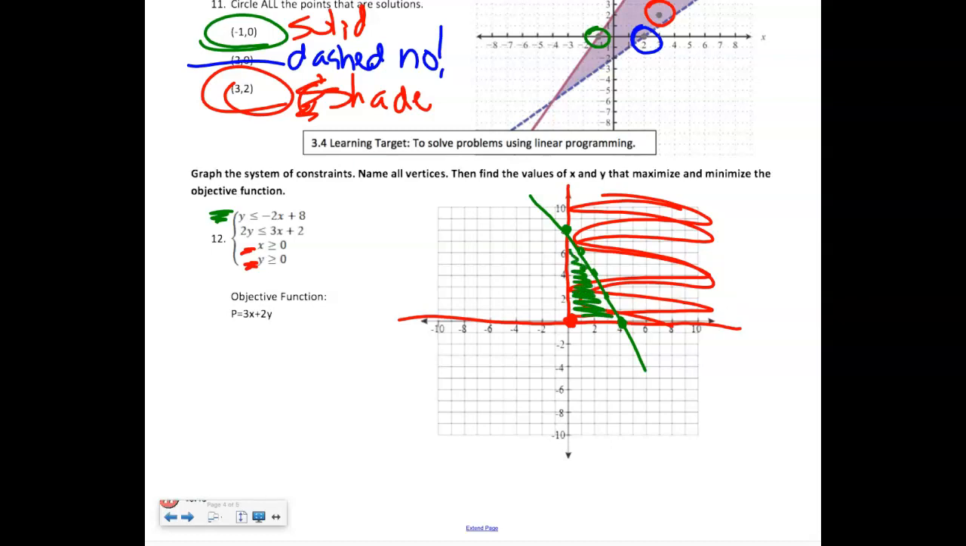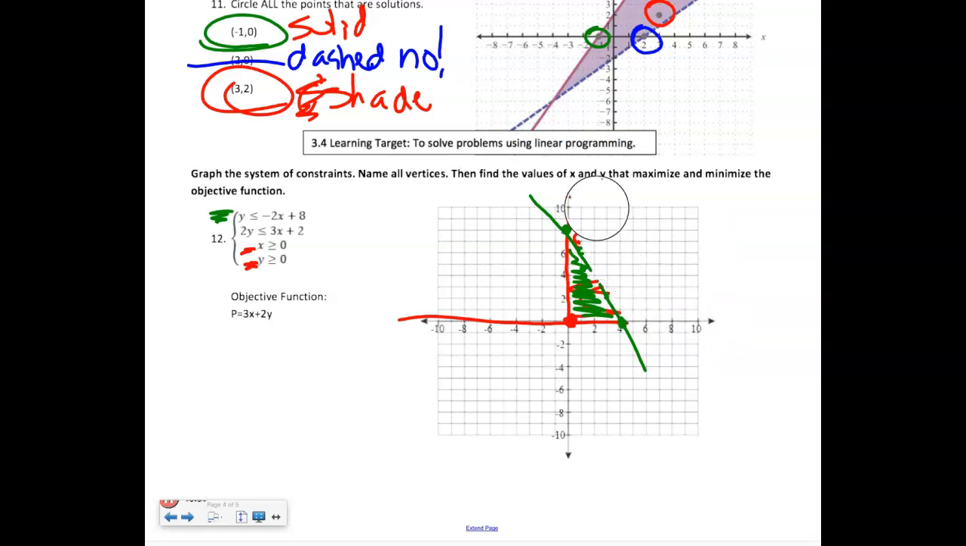Okay, so I'm going to get rid of what I don't need. So that means I'm left with this triangle here. All right. This one, I notice it is not ready to go. I have to divide everything by 2. So when I do that, I'm going to be left with y is less than or equal to 3/2 x plus 1.